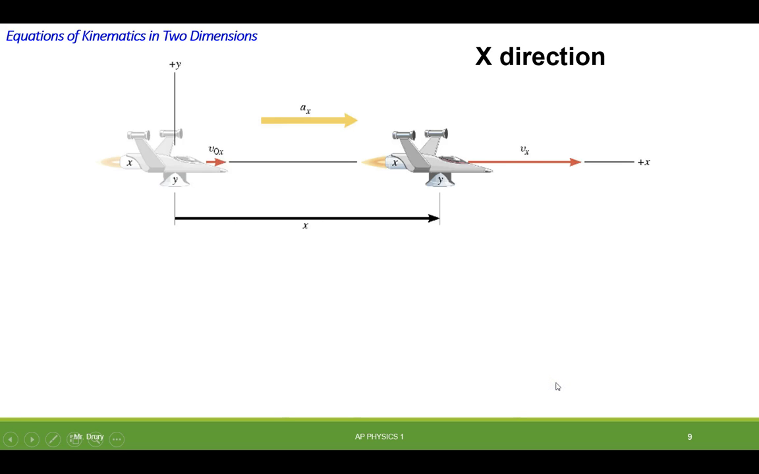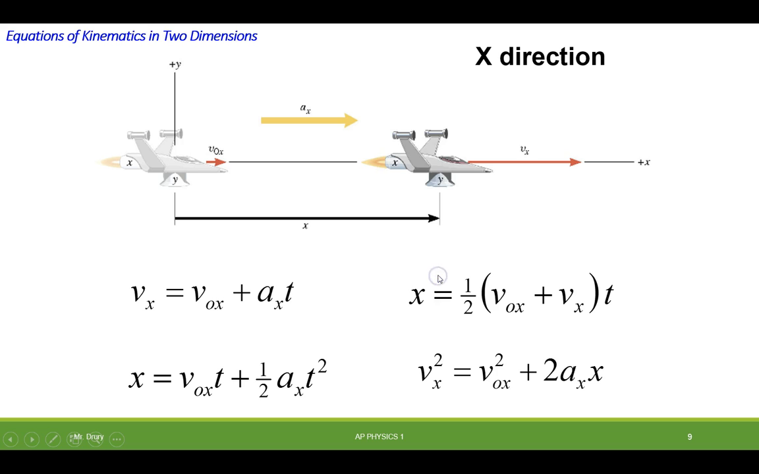Let's look at the x direction of a plane. It could have an x acceleration. It can have an initial position, a final position. It can have an initial velocity and a final velocity. So it can have all the original kinematic equations, but this time with the subscript x. Notice t doesn't have a subscript because time doesn't have any x or y component to it. It's just a scalar. Okay?